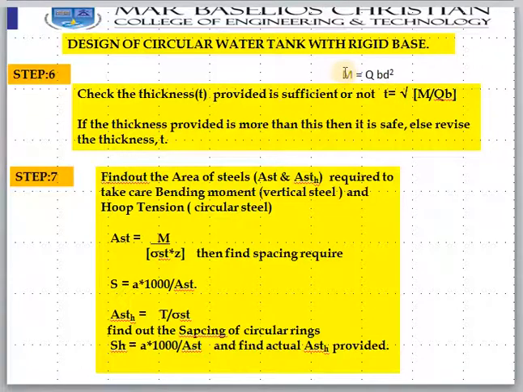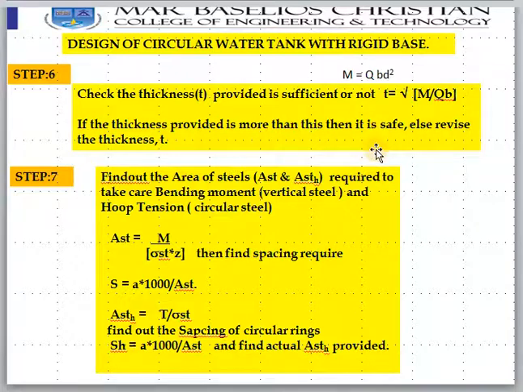Okay, so don't worry on this. This b indicates 1000, because we are going to find this out for 1 meter width, 1 meter length of the wall, and d is nothing but the thickness here actually. Thickness for us it is t, d is nothing but t. So t is equal to root of M by Q b.